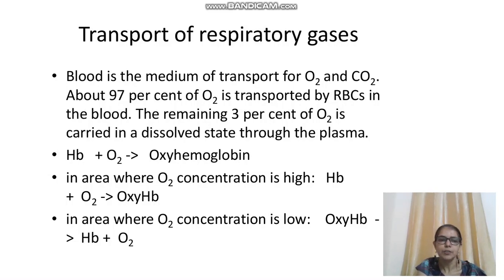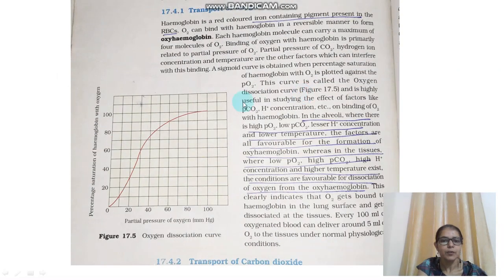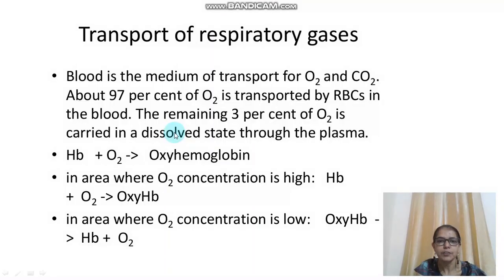Firstly, you should be very clear about what the respiratory gases are. There are two main gases involved in the process of respiration: one is oxygen, and the second is CO2. The blood plays a very important role in the transportation of these gases, O2 and CO2. I had already discussed this in the last session. Today the main focus is how these gases are transported by blood.